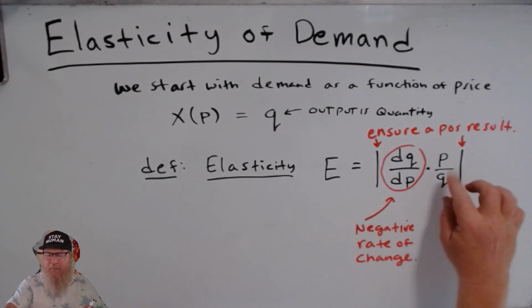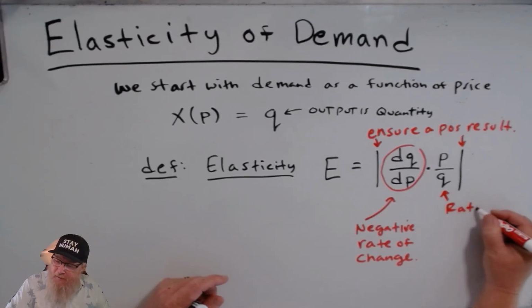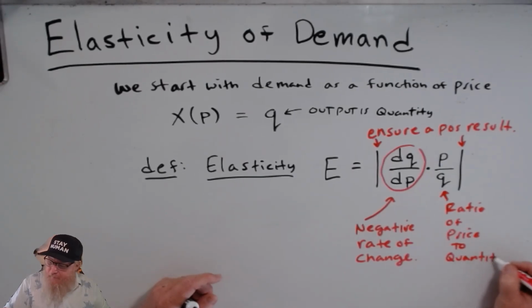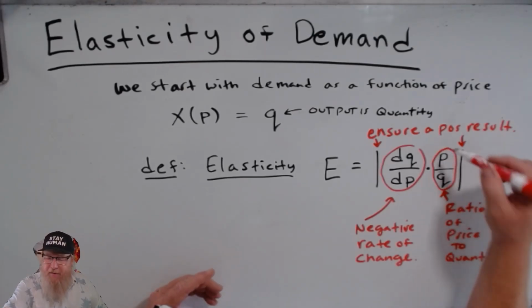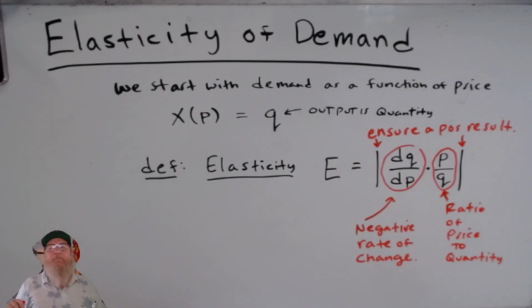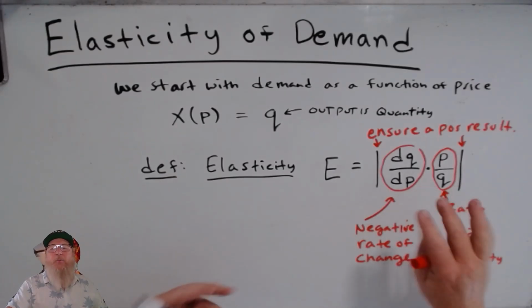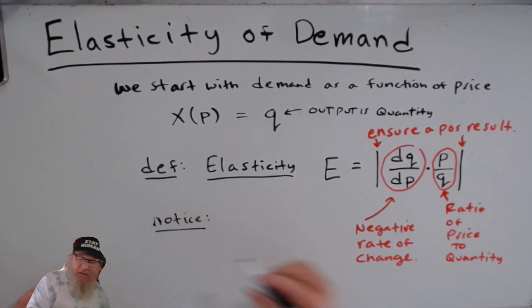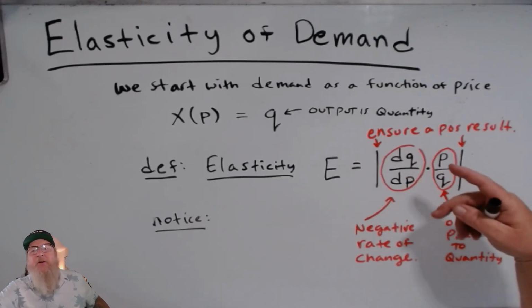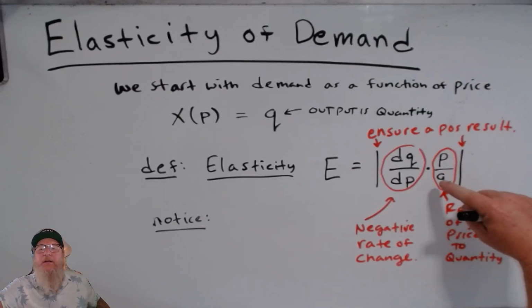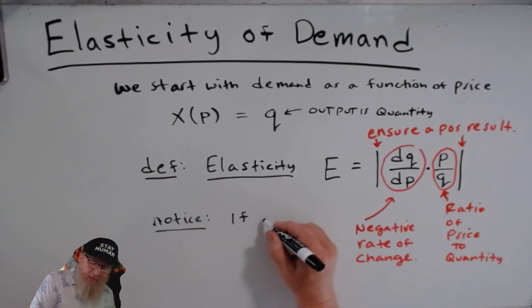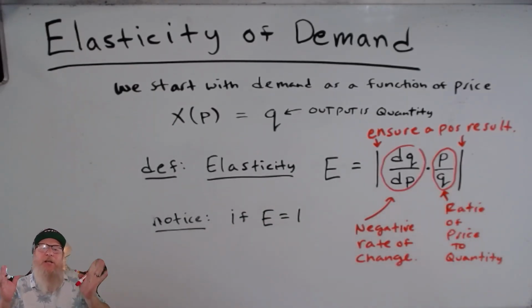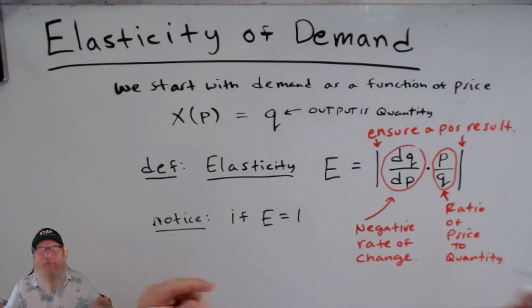And then what is the P over Q? The P over Q is the ratio of price to quantity. So it gives us this ratio of how the price and the quantity are related, right? And so when we calculate this value, we get a positive number. Now notice that if the rate of change is the inverse or reciprocal of this ratio, this result will come out to be 1. If E is equal to 1, then this ratio actually comes out to be negative 1, but when you take the absolute value, you get positive 1, right?